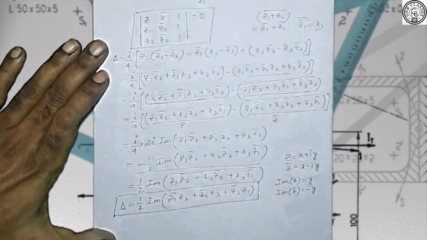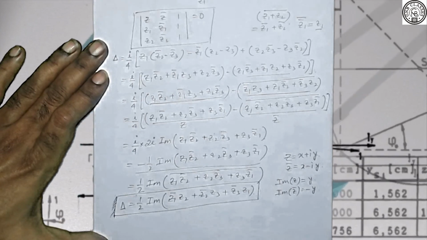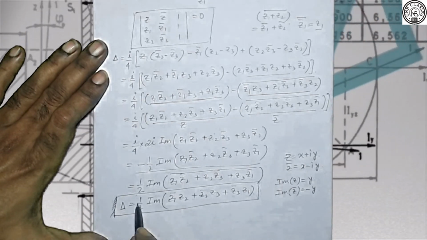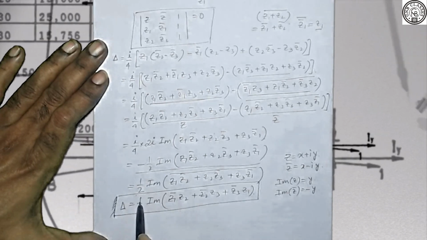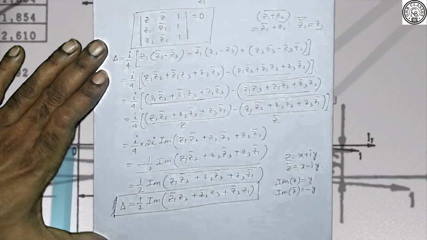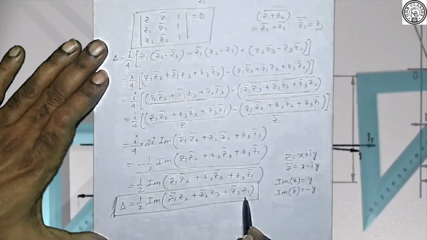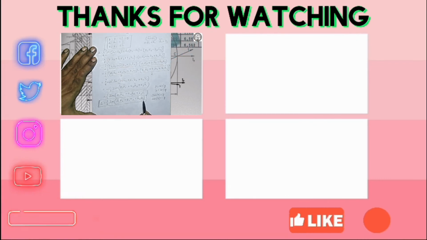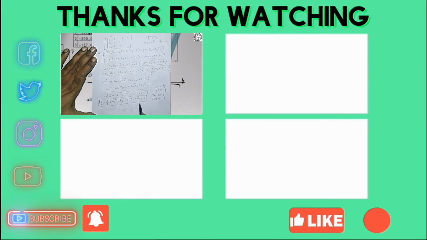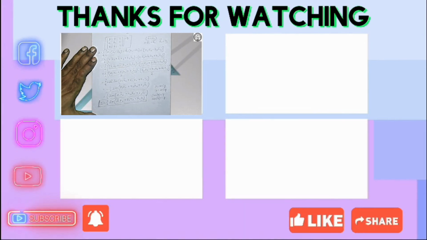So it is advisable to remember this form also. It is pretty easy to remember because you will simply remember half, since in the area of the triangle, even in the Cartesian form, we have a half outside every time. So half is there and the imaginary part of this is a cyclic one: Z1 bar Z2 plus Z2 bar Z3 plus Z3 bar Z1. So that is the area of the triangle with vertices Z1, Z2, Z3 on a complex plane.